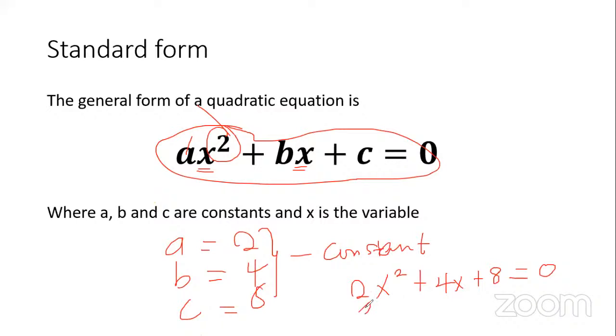Now, what would happen if we substituted x equaling 2? So for example, if we have 2x squared plus 4x plus 8, and then we substitute x equaling 2, what shall we get? We can do that very fast, and then we send our answers in the chat, or we put up our hands and present them.